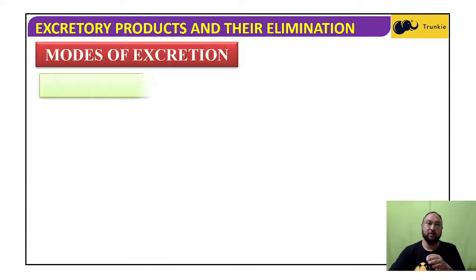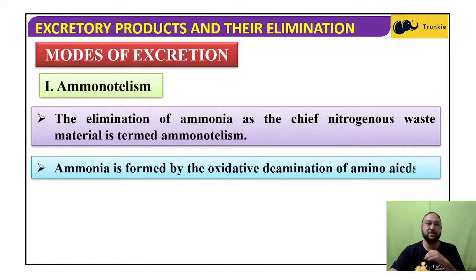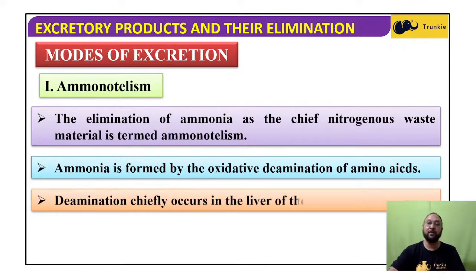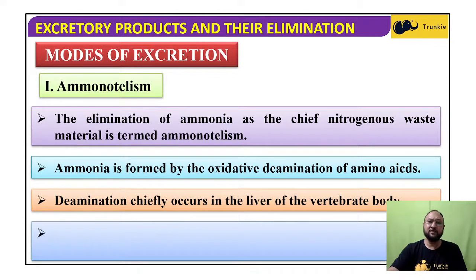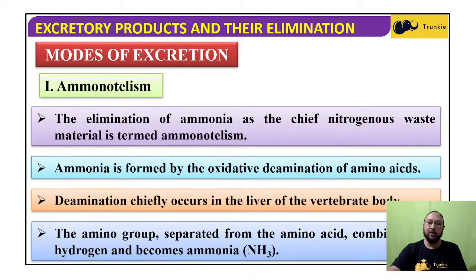So now coming to the modes of excretion: ammonotelism. Elimination of ammonia as the chief nitrogenous waste material is termed ammonotelism. Ammonia is formed by the oxidative deamination of amino acids. Deamination chiefly occurs in the liver of the vertebrate body, and this leads to the formation of ammonia. The amino group separated from the amino acid combines with hydrogen and becomes ammonia. So removal of the amino group from the amino acid forms ammonia.